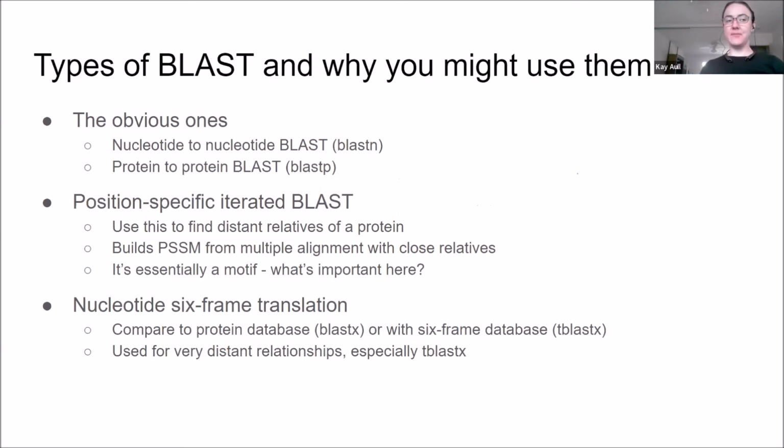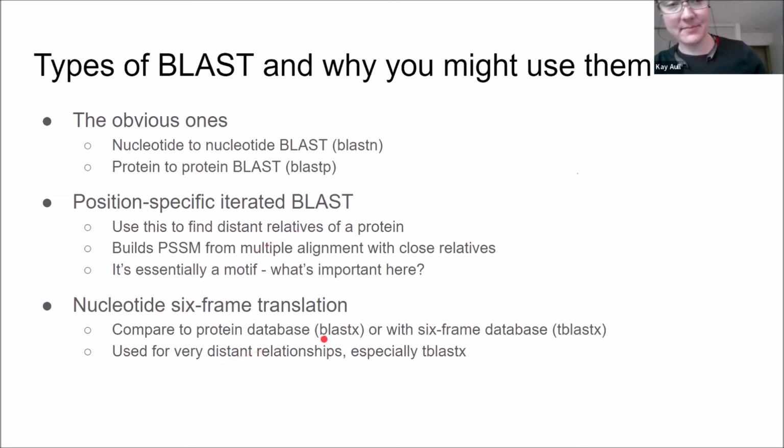Okay, so we have the obvious BLAST. You can also do this position-specific iterated BLAST. And that is something that you would use to find distant relatives of a protein. It is building a motif from multiple alignments with a close relative, and it's trying to find that motif to figure out what's important, what is being conserved in this family of proteins.